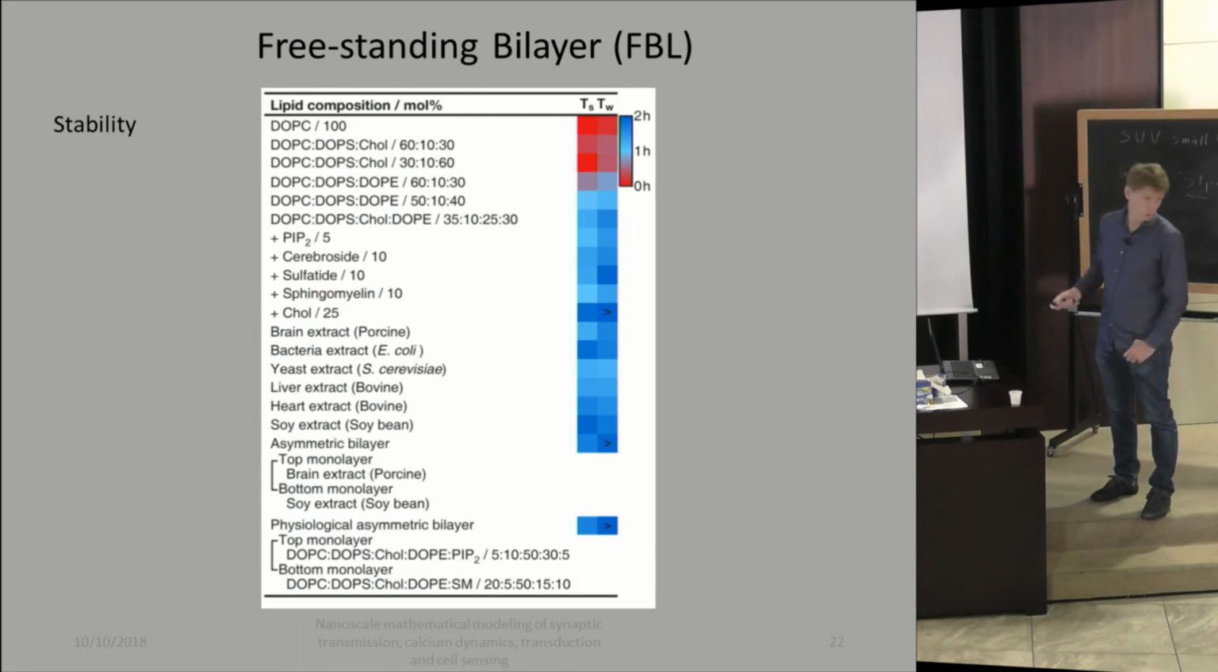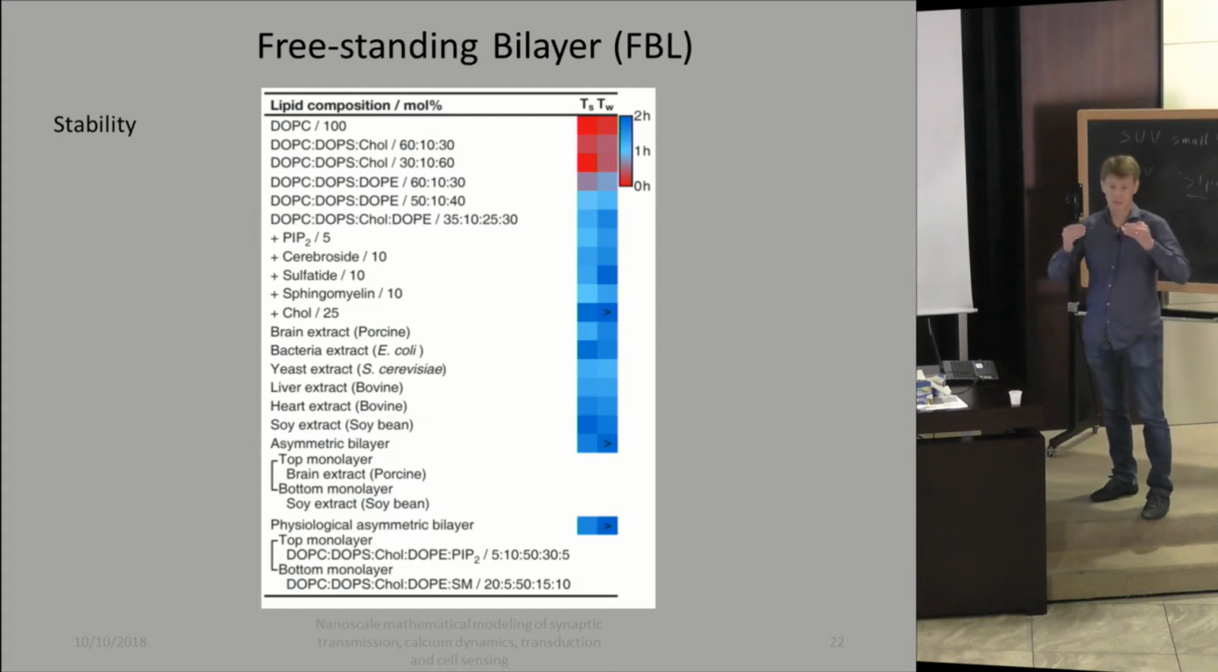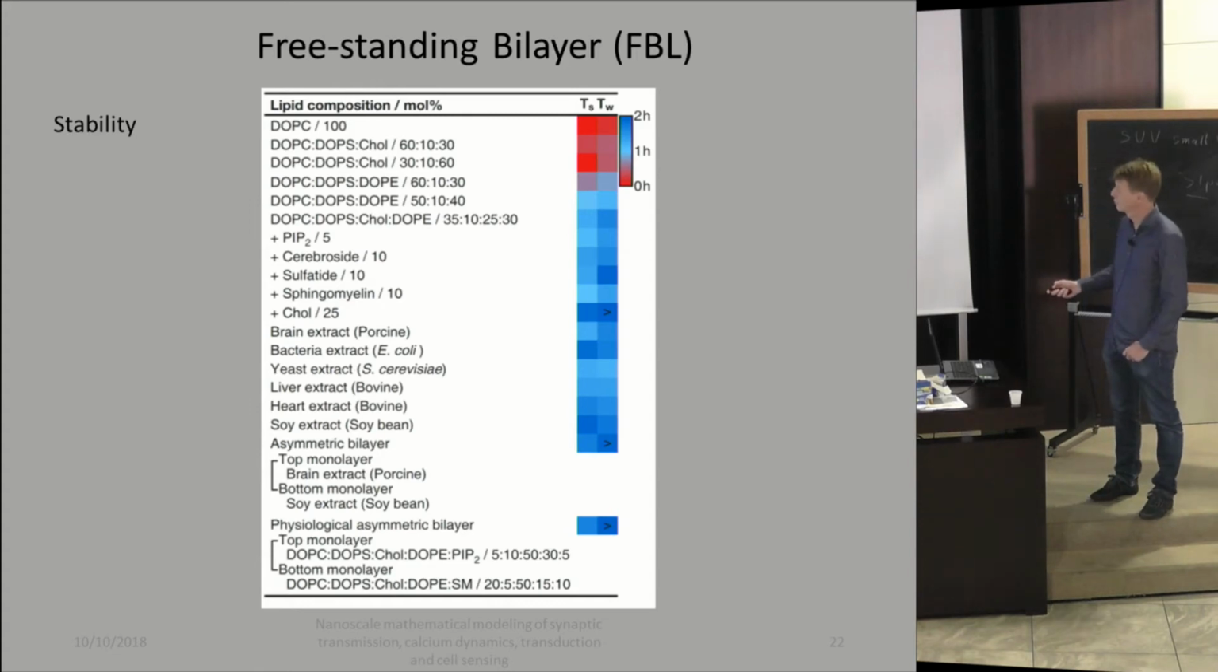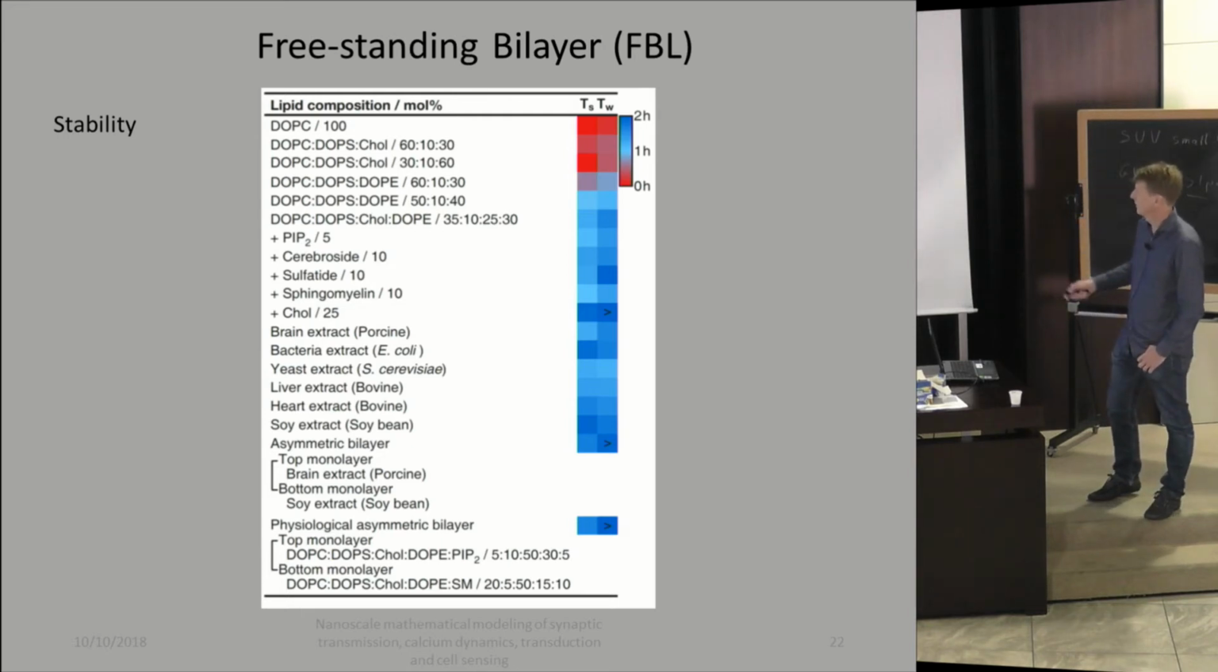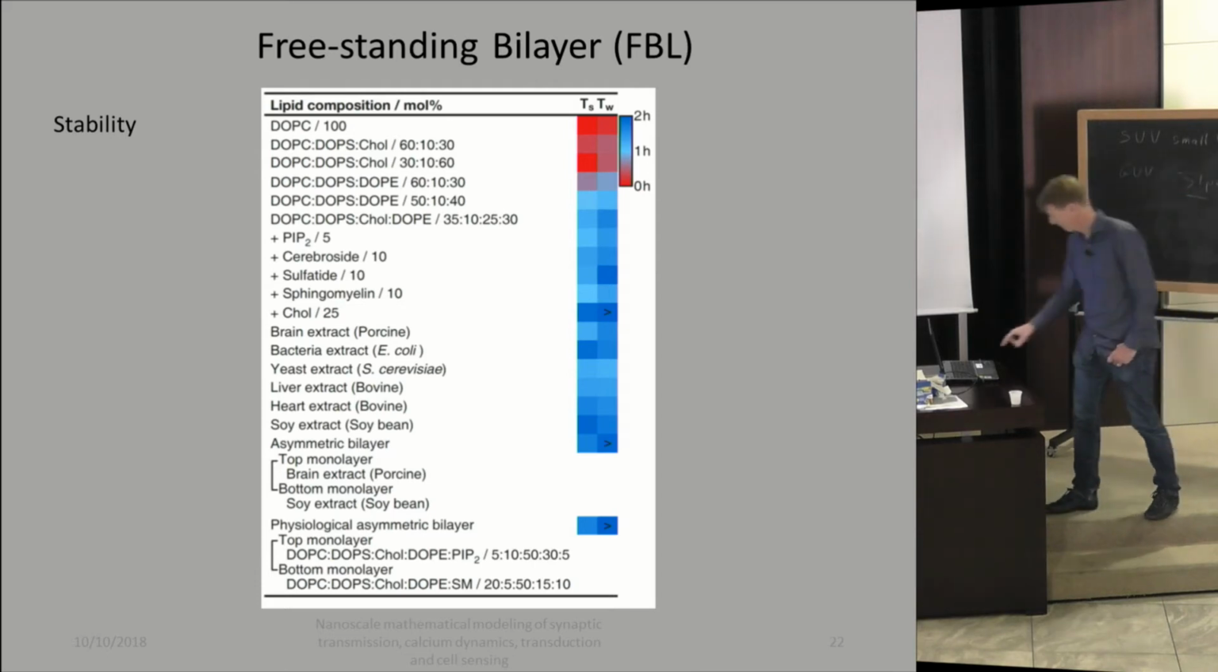And if it's blue, it's good, basically. And you see for most compositions we've used, it's good. And especially for this composition, which is an asymmetric bilayer, where we can put a top monolayer that's mimicking the cytosolic leaflet of the plasma membrane. This is a good model of the cytosolic leaflet. And on the other side, we can put what would mimic the extracellular leaflet. And you see the workable time. We can work on this more than 2 hours, so we can really do experiments.